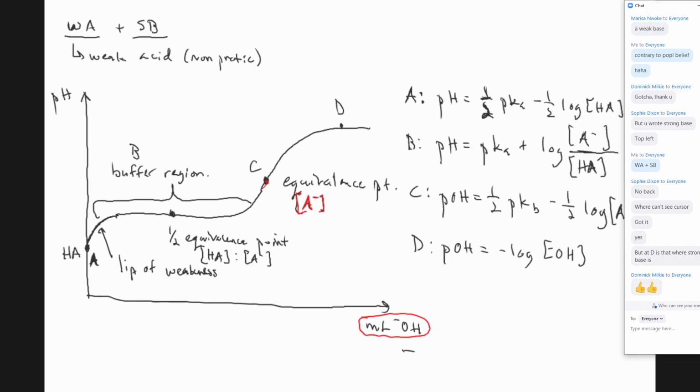But up to that point, it's been saturated, right? Every strong base that we've added has gone and grabbed the hydrogen from the weak acid, right?